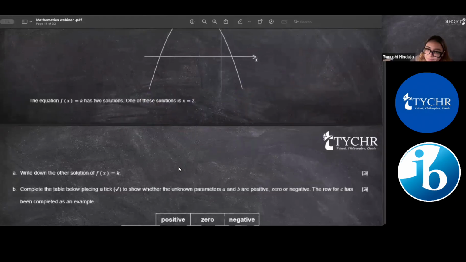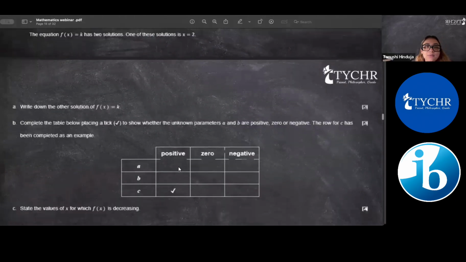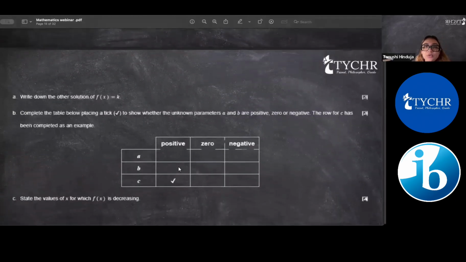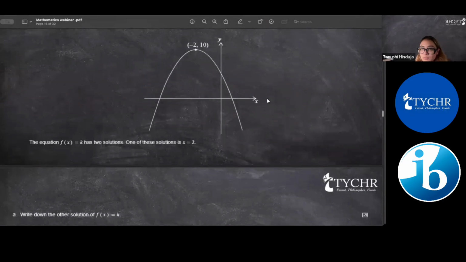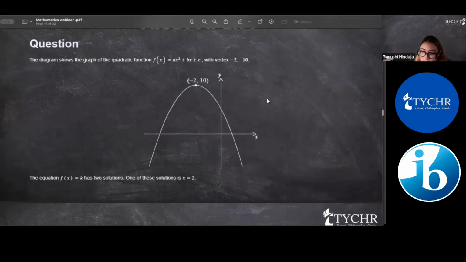All right. Next, we have to complete the table below, placing a tick to show whether the known parameters are positive, 0, or negative. And the row for C has been completed as an example. We can see that the C value is positive. That's already given. Okay, so let's see. We have a concave down parabola, which clearly tells us that A is negative, right? But we have to figure out what about B.